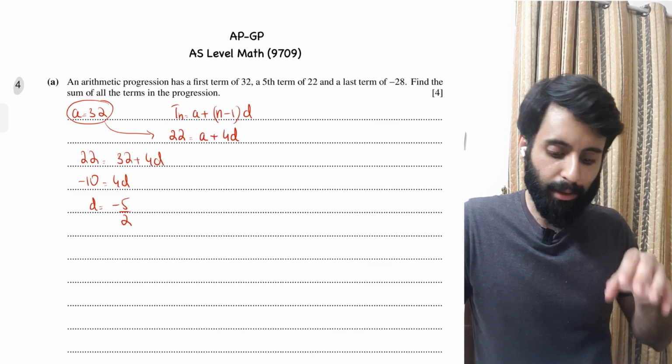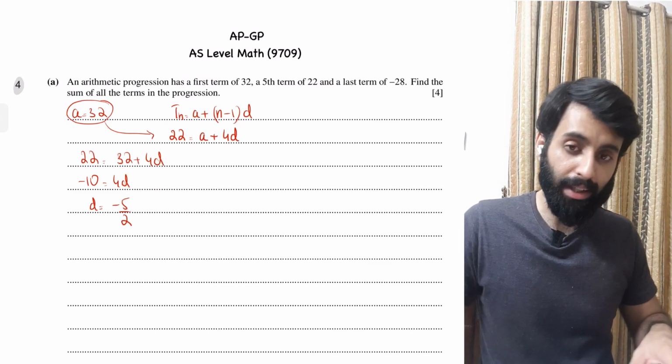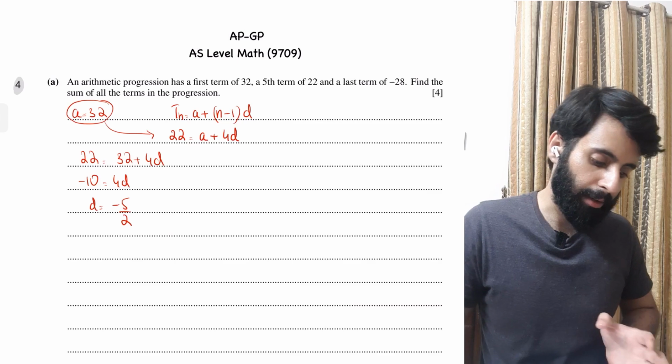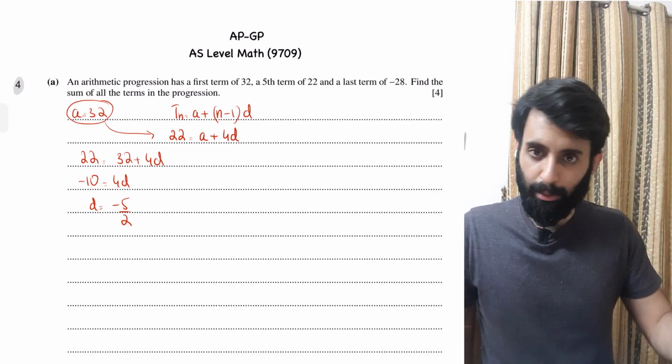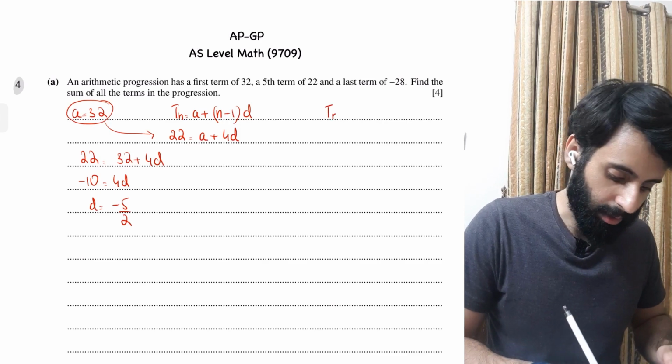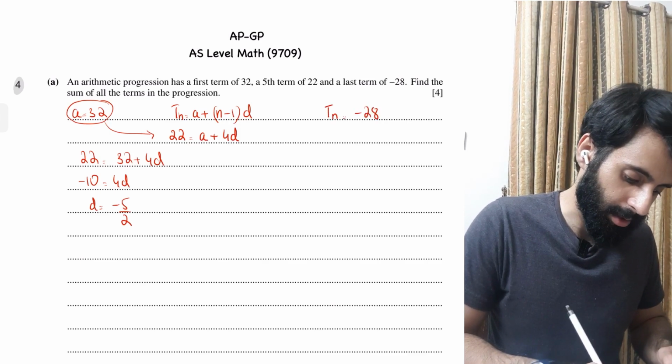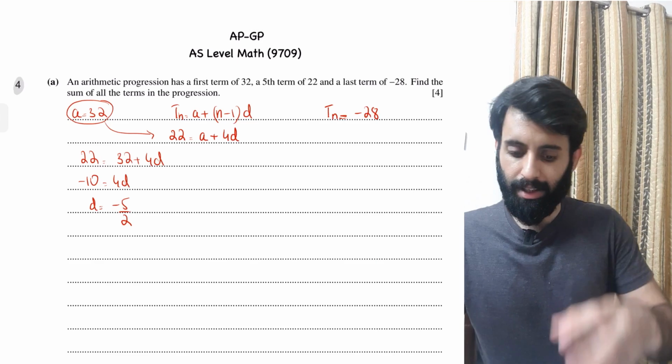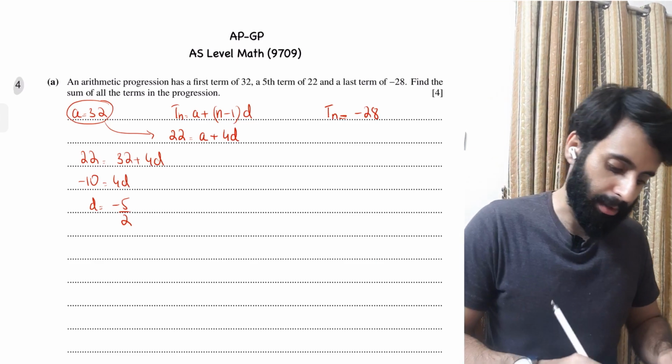Okay, so now that I know what the common difference is, what I can figure out now is what the last term is. We don't know what value the last term has, but we know that it's minus 28. So there's a certain term, let's just call it Tn, which is equal to minus 28 of a progression that has first term 32 and common difference minus 5 upon 2.